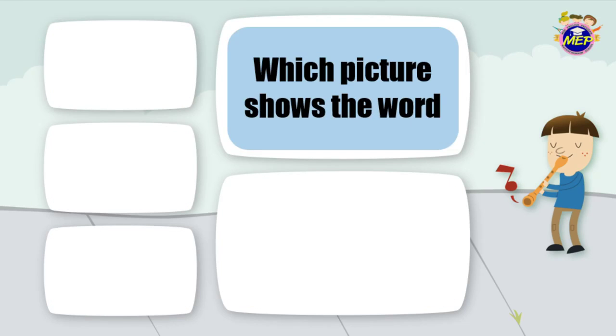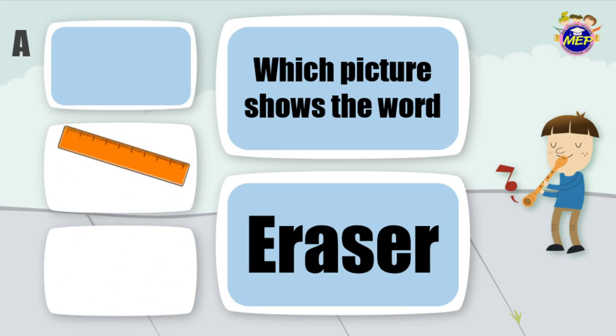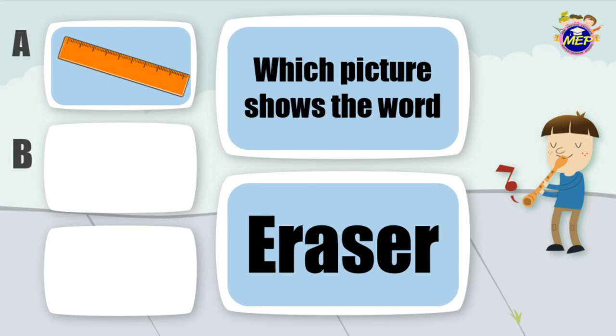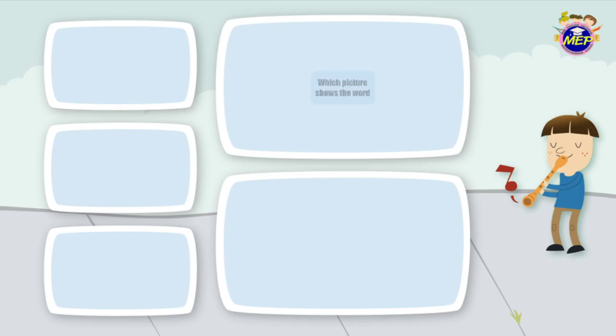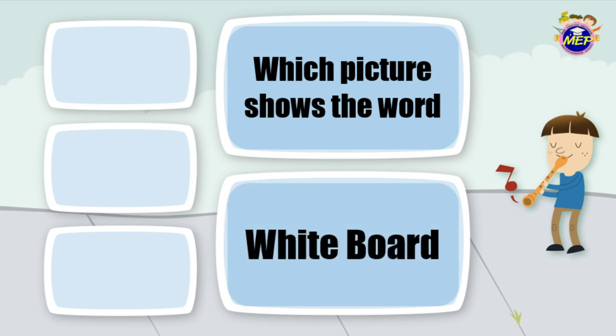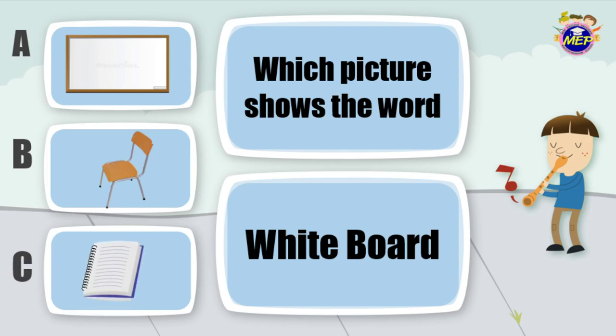Which picture shows the word eraser? A. B. C. C. Which picture shows the word whiteboard? A. B. C. A.